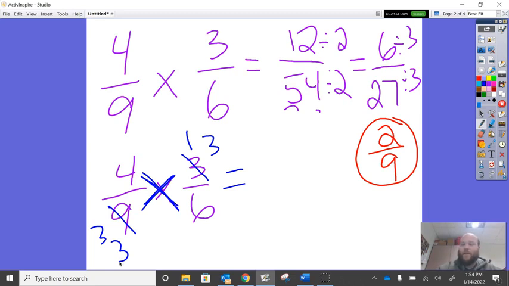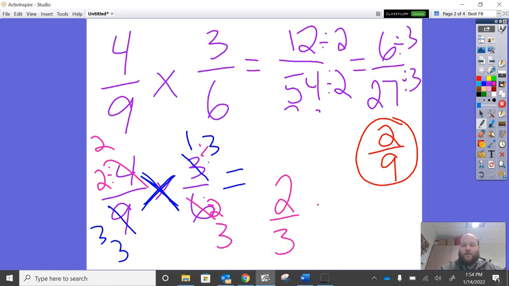Then I'm going to come over here. Let me change colors again, to red or pink this time. The 4 and 6 can also be reduced by 2. So my 4 divided by 2 is going to be 2, and my 6 divided by 2 is going to be 3. So now I have new fractions, and this is kind of hard to follow because I've got writing all over the place here. But my new fractions are 2/3 times 1/3.